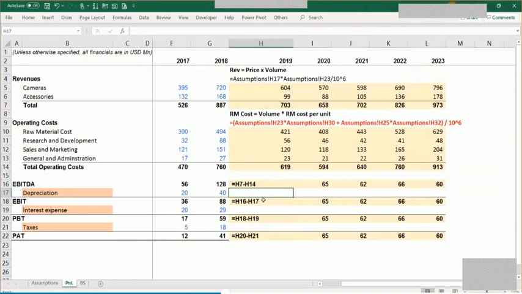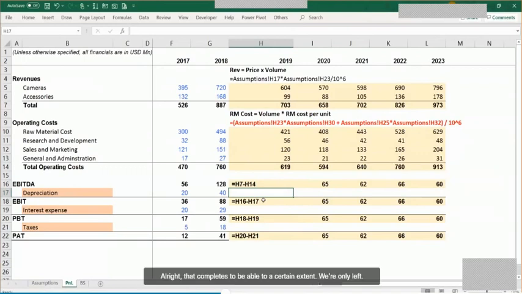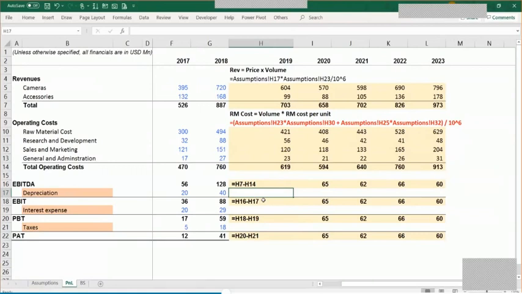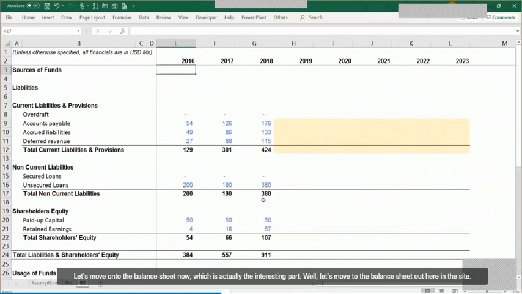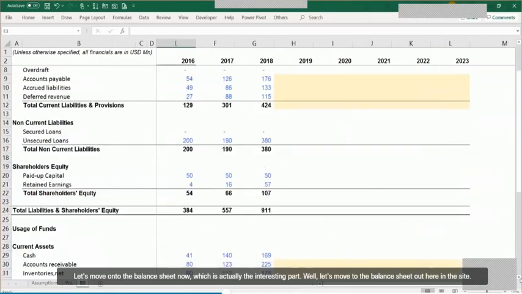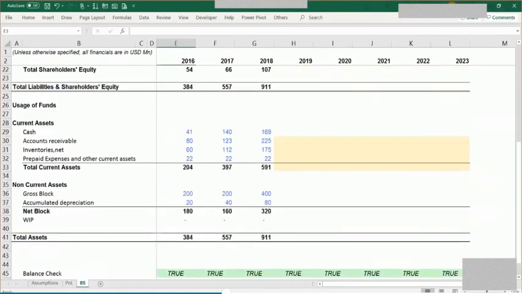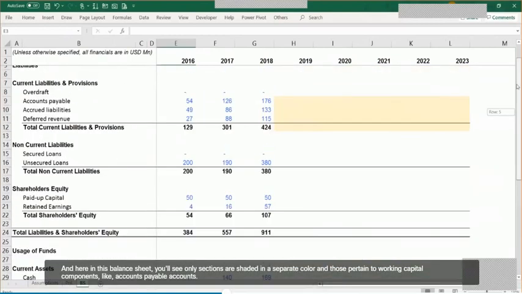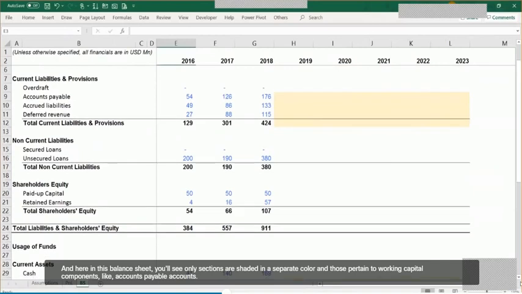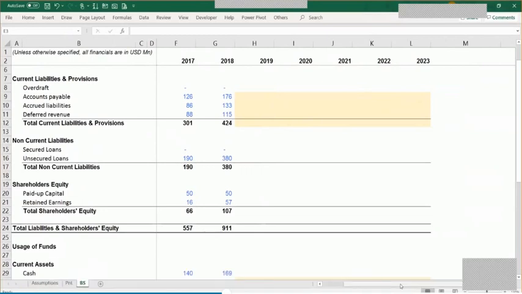All right. That completes the P&L to a certain extent. We are only left with depreciation, interest, and taxes, which we will cover in the next file once we have the schedules corresponding to it. Let's move on to the balance sheet now, which is actually the interesting part. So let's move to the balance sheet out here in this file. And here in this balance sheet, you see only two sections are shaded in a separate color, and those pertain to the working capital components like accounts payable, accounts receivable, expenses, and all that.